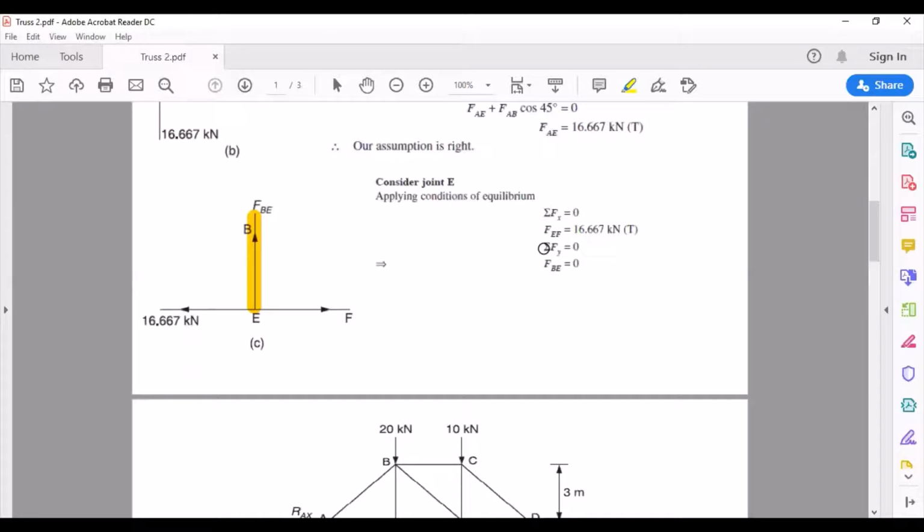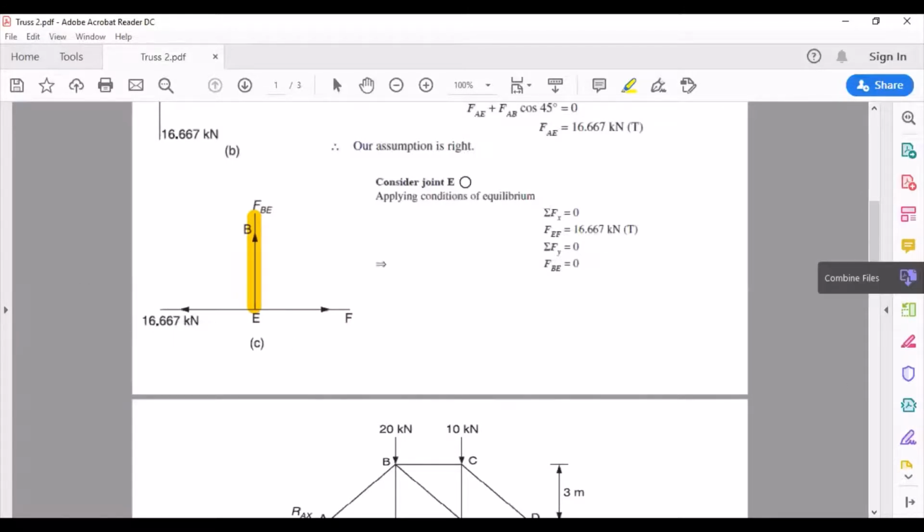Because sigma Fy is equal to 0, FBE, it is the only force, so that also becomes 0. When you apply sigma Fx, you have two forces here. One is to the right, the other one is to the left. This force is FEF, which is acting rightwards, so positive FEF. This is acting to the left, so it will be minus 16.67.